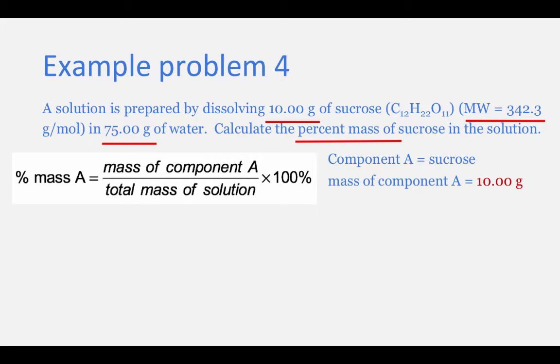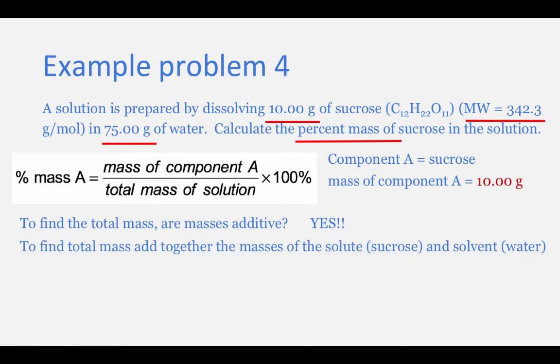Fourth, how to find out what you don't know. To find the denominator, you will need to calculate the total grams of solution. But are masses additive? Yes, they are because of the law of conservation of mass. Mass can neither be created nor destroyed in a chemical or physical process. So to find the total mass, add together the mass of the solvent plus the mass of the solute. Take 75.00 grams of water and add 10.00 grams of sucrose, and you have 85.00 grams of solution.